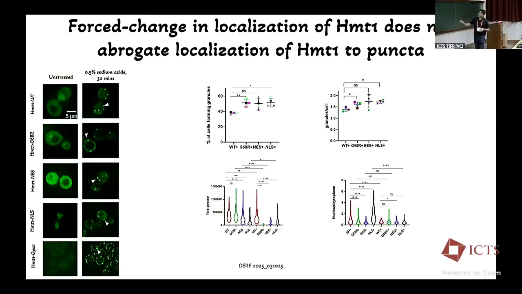So this is the quantitation of the number of cells forming granules and granules per cell. To cut a long story short, all three mutants seem to retain their ability to go to the puncta. So we like to think that this is something important for the protein, and no matter which part of the cell you tie it to, it likes to go to the puncta. So forced change in localization of HMT1 does not abrogate localization of HMT1 to puncta.